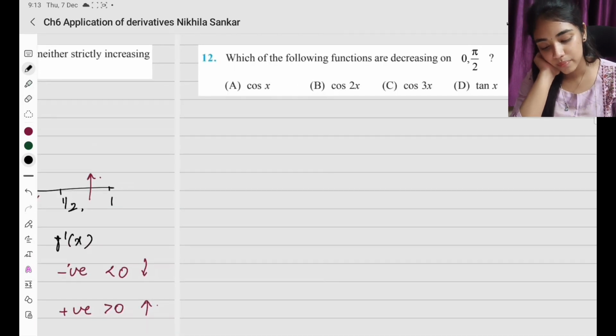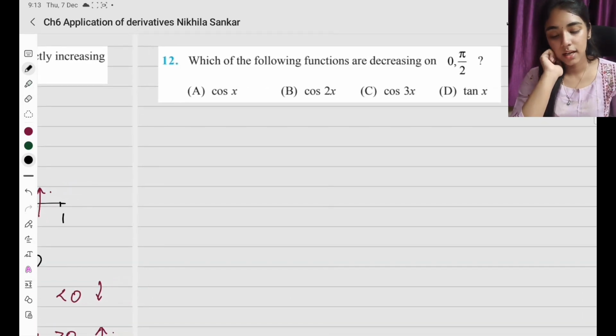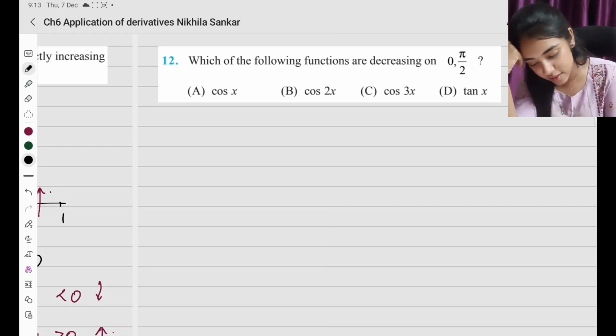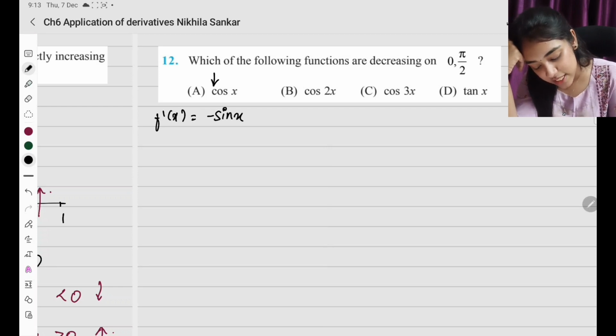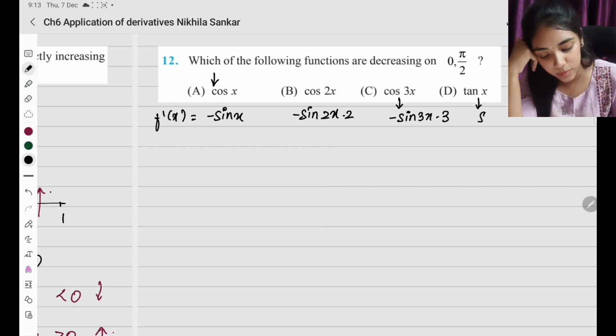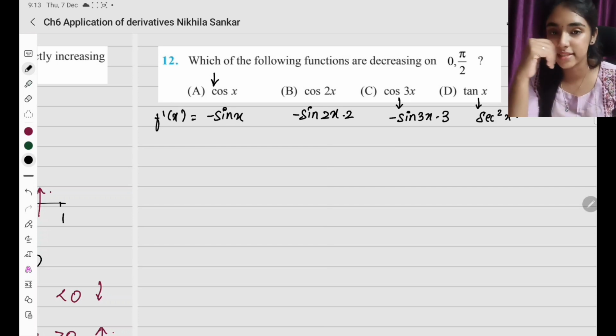Question number 12. Which of the following functions are decreasing on 0 and pi by 2? So now we have to find f dash of x for all of them. So, I have f dash of x for the first case is going to be minus sin x, and for this it's going to be minus sin 2x times 2. For this it's going to be minus sin 3x times 3. For this it's going to be secant square x.